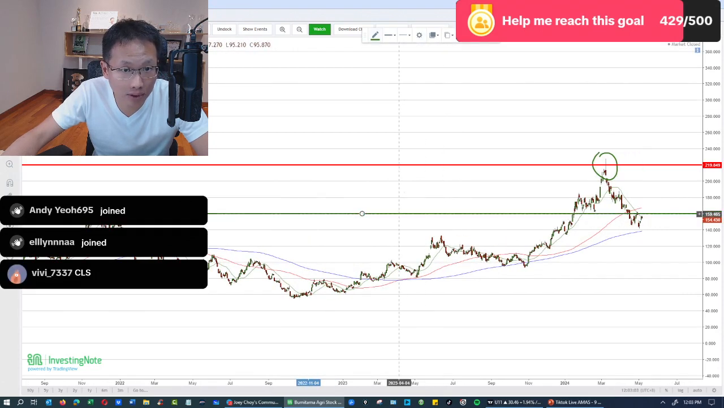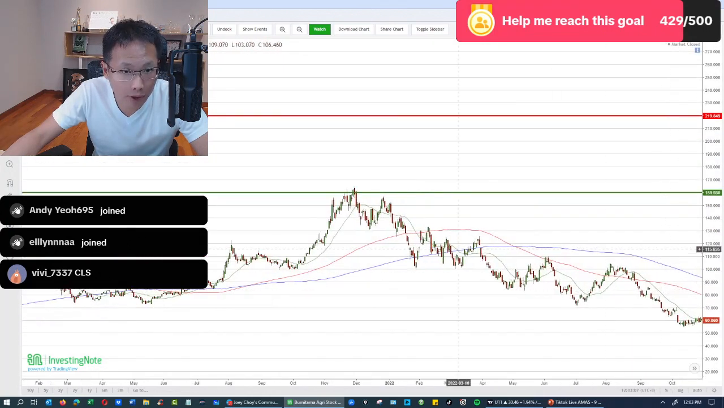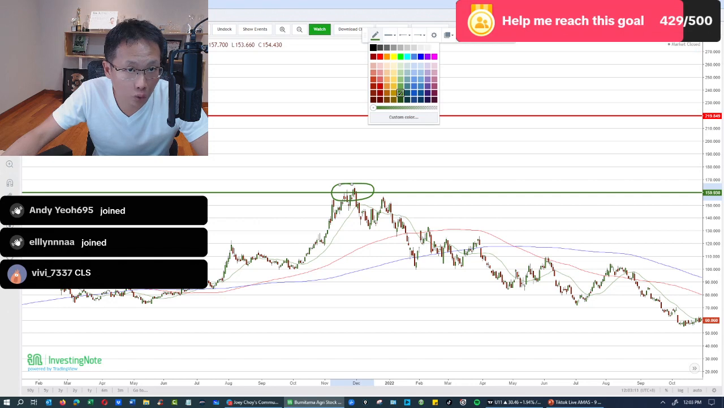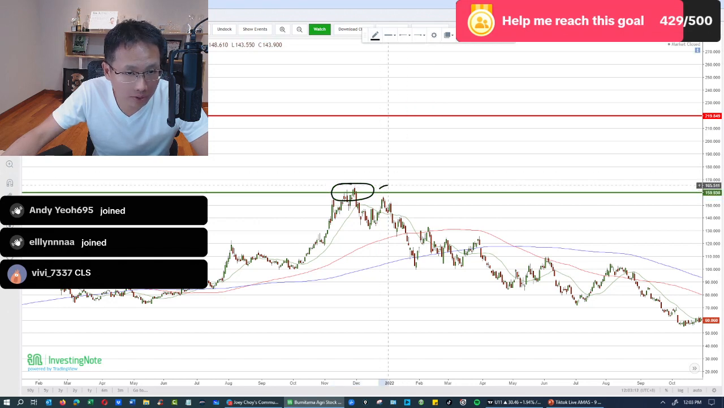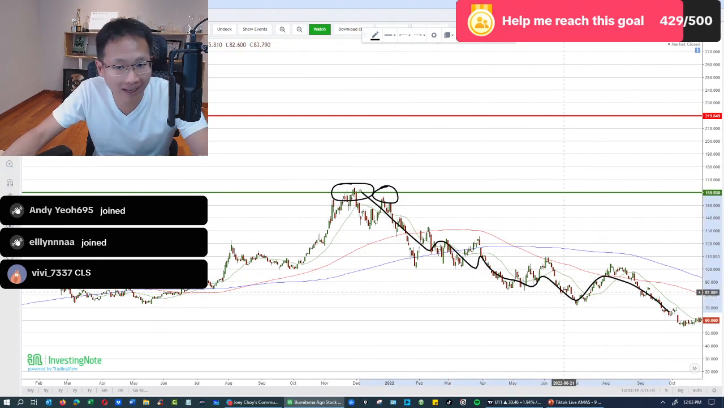Let me just show you. I think this level is quite important. You can see 160 was pretty much where we were right over here, somewhere in 2022. This is slightly more than 2 years back. We touched it about 2 times and we started to see a downtrend. It sold all the way down, right?